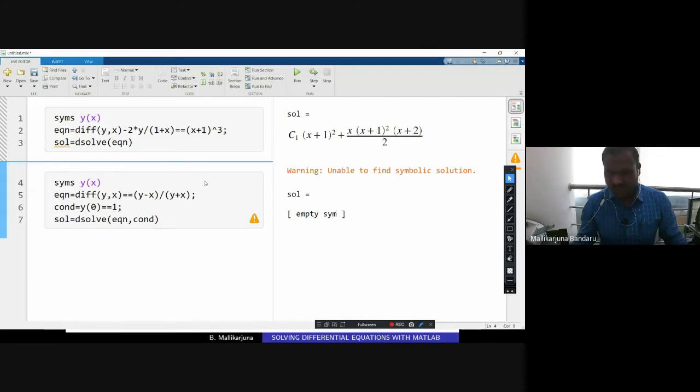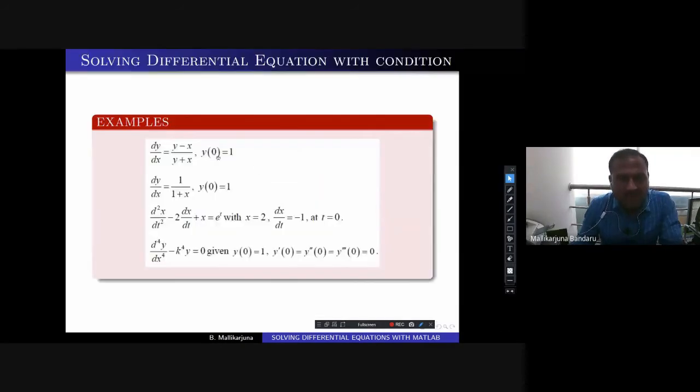Everything is correct for this differentiation of y comma x, y minus x by y plus x. Condition y of 0 is equal to 1. That is also correct. Now dsolve. What is the result? Unable to find a symbolic solution. dy by dx is equal to y minus x by y plus x, y of 0 is 1.